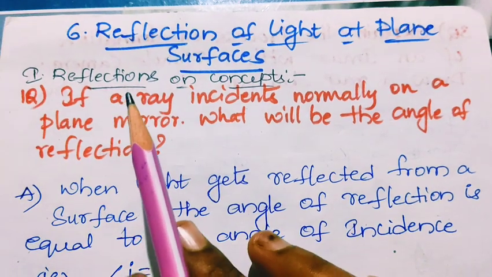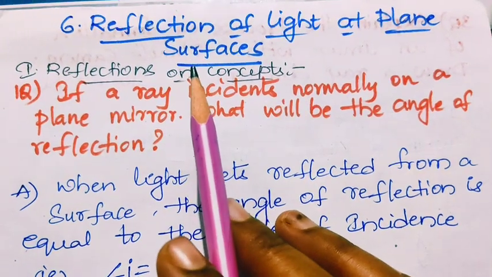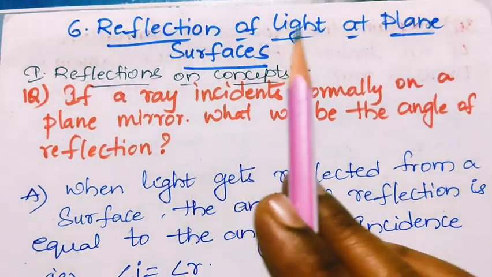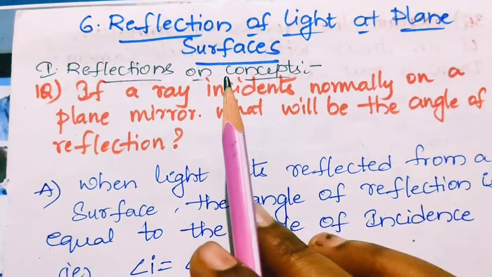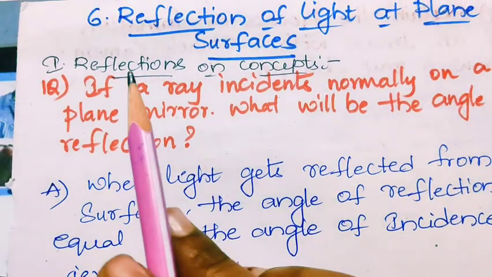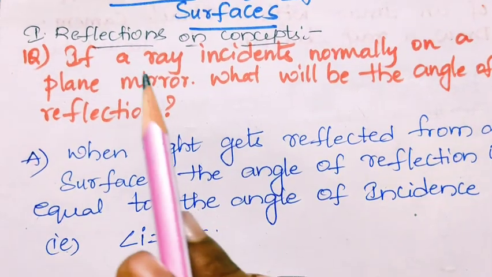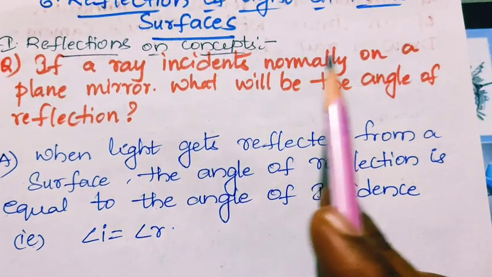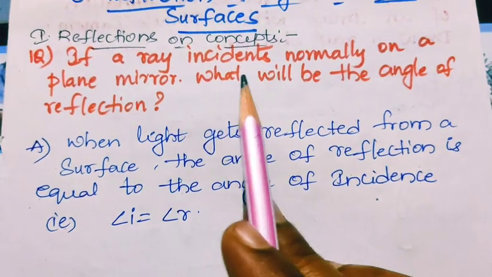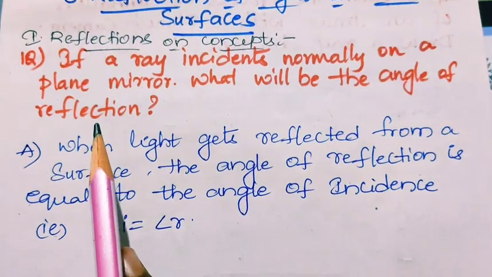Hello students, today we will discuss the question answers of the lesson Reflection of Light at Plane Surfaces. The first type of questions are reflection on concepts. Look at the first question, children. If a ray incidents normally on a plane mirror, what will be the angle of reflection?